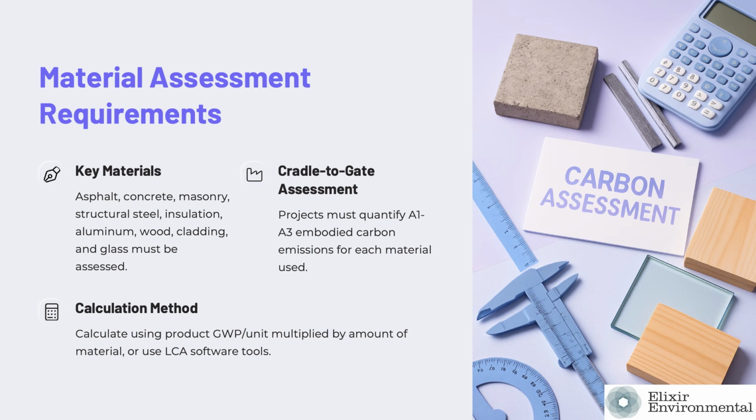Quantify the embodied carbon impacts, like global warming potential, of the structure, enclosure, and hardscape materials for the project. At a minimum, include asphalt, concrete, masonry, structural steel, insulation, aluminum extrusions, structural wood and composites, cladding, and glass. Quantify the cradle-to-gate embodied carbon emissions for each material. Alternatively, projects using life cycle assessment or embodied carbon software tools may report the results from their tool.